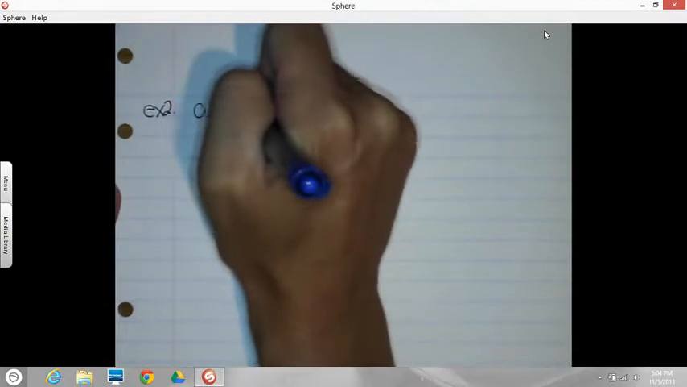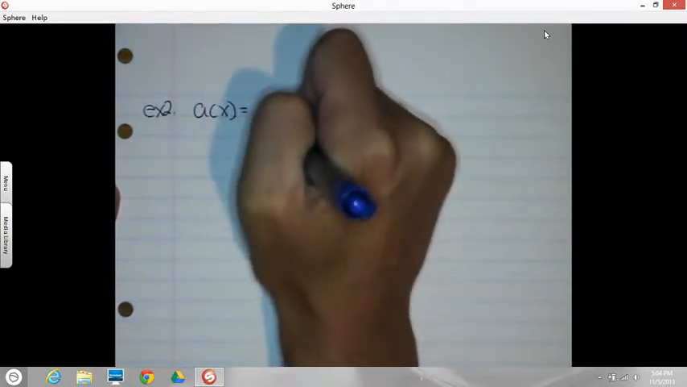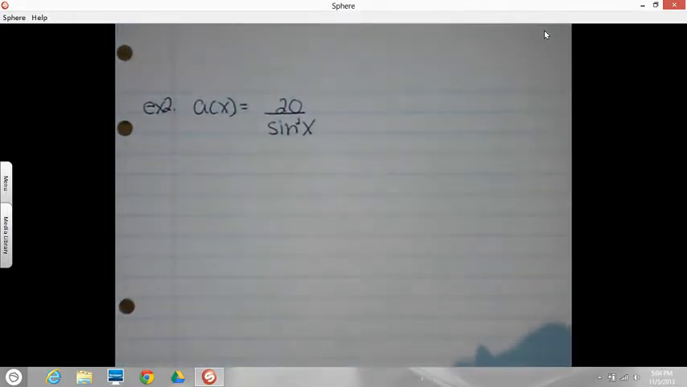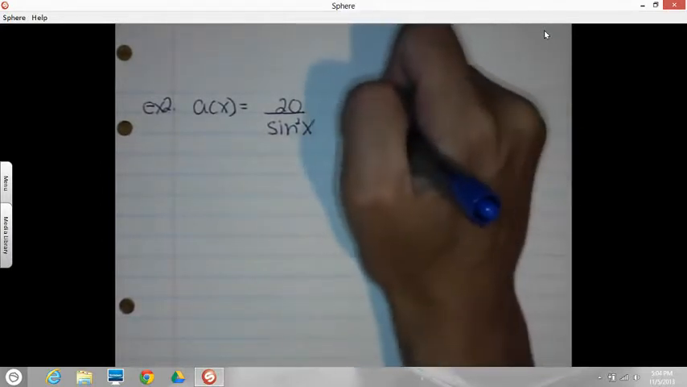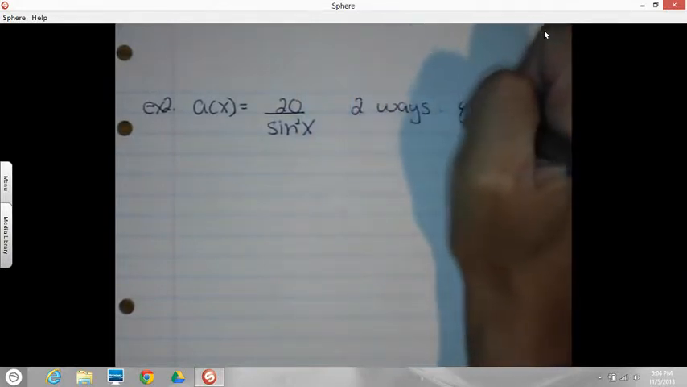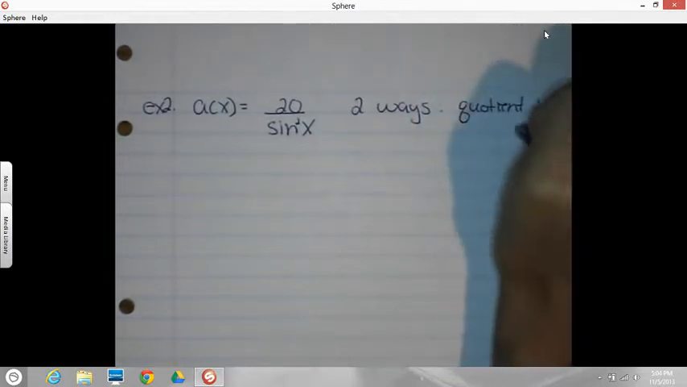Number 2, we've got a of x equals 20 over sine squared x. Again, two ways. We want a derivative, our quotient rule, and a product rule again. Two ways. Quotient and product.